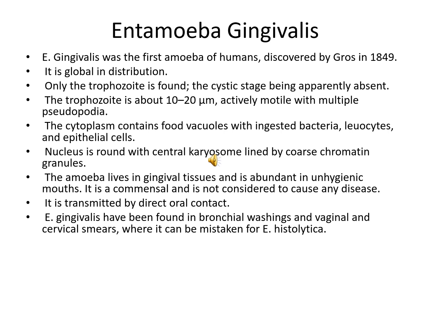Entamoeba gingivalis. This is the first amoeba to be found in humans, and it is also distributed worldwide. Only the trophozoite stage is found, with no cystic or pre-cystic stage. The trophozoite size is about 10 to 20 micrometers and it is actively motile. They produce pseudopodia and multiply. It is usually seen in the gingival tissues, in cases of poor oral hygiene. It is a commensal and is not considered to cause disease. It is transmitted by direct oral contact.